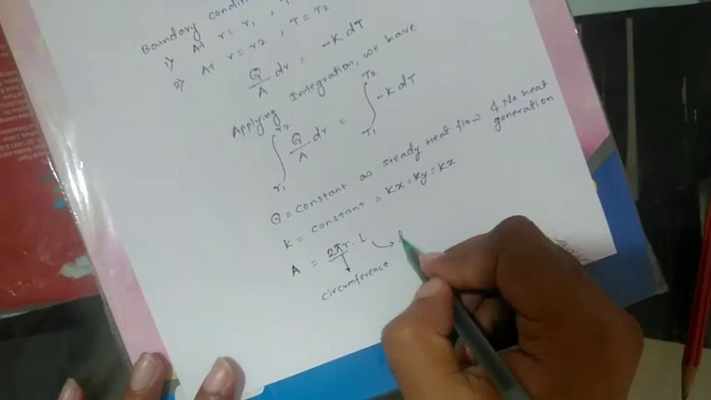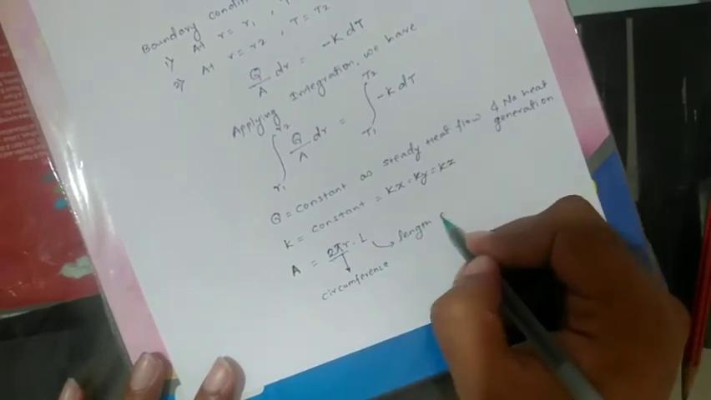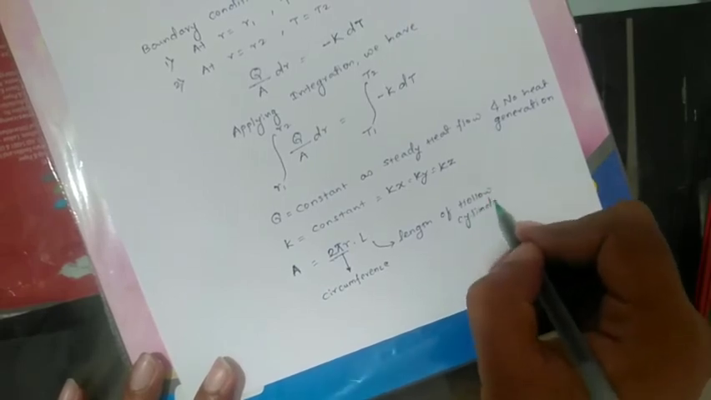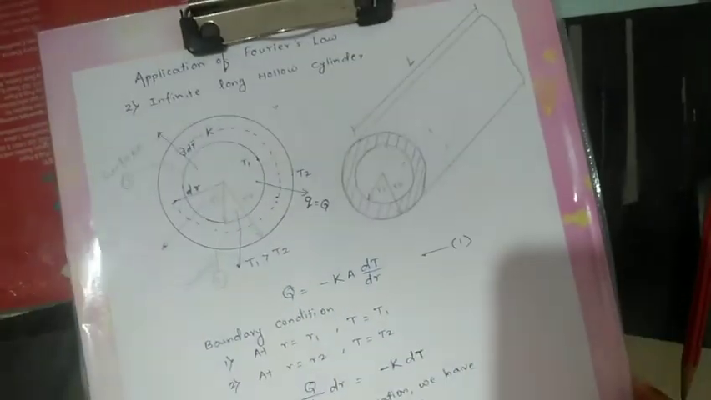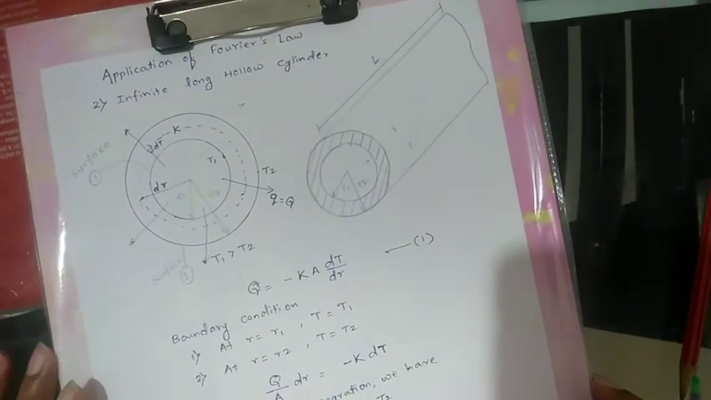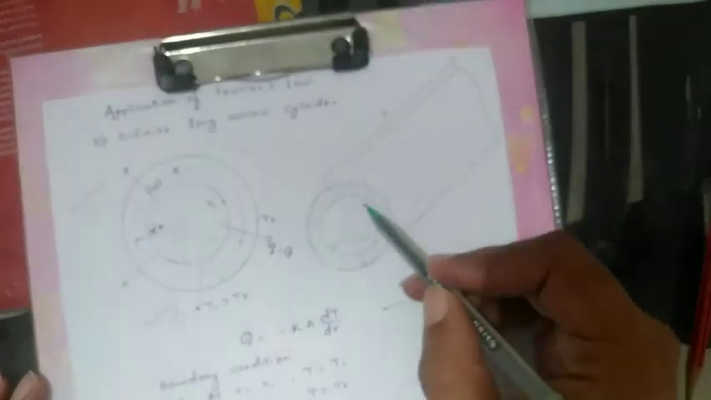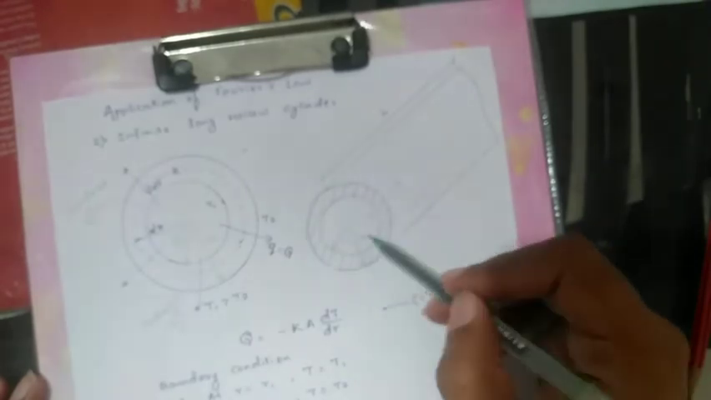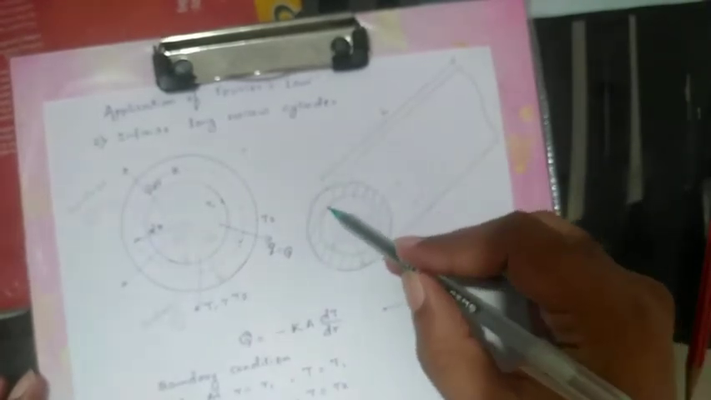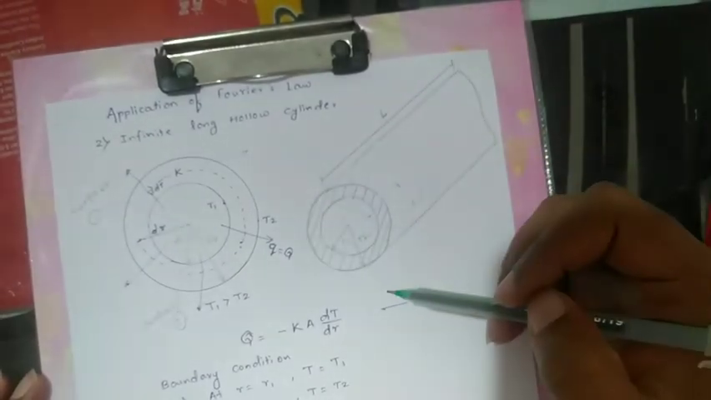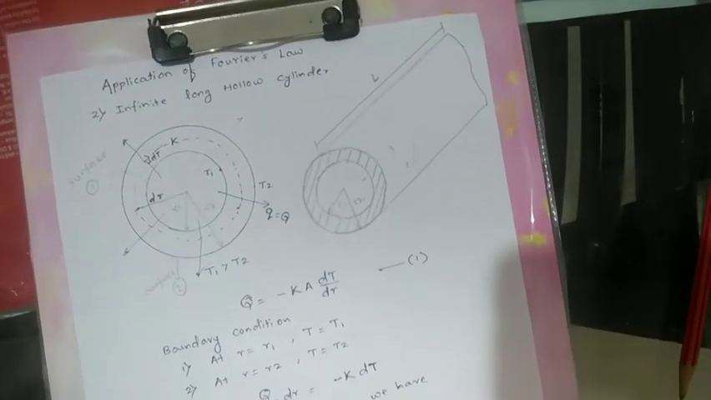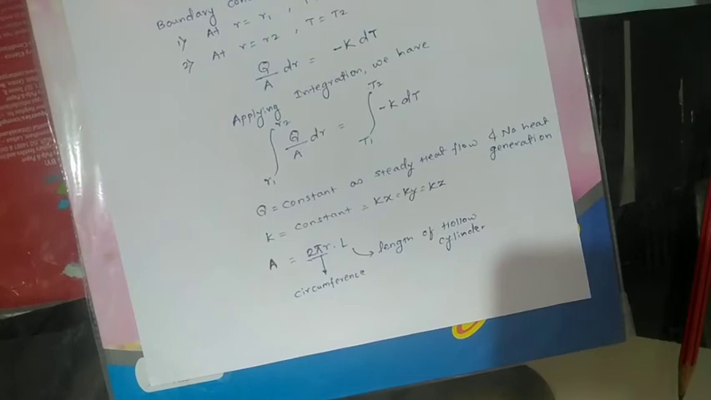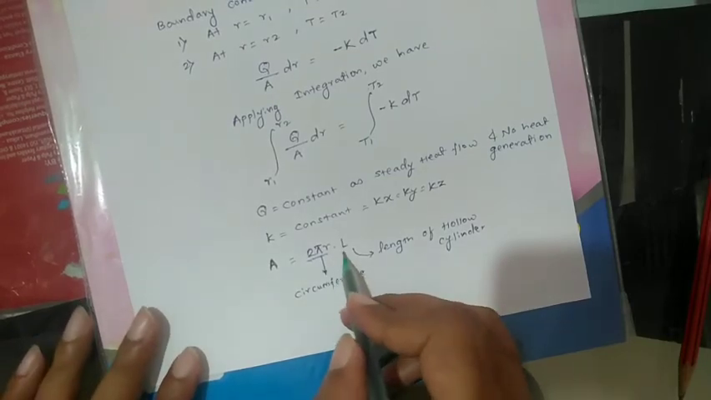And L be the length of the hollow cylinder. You can check that 2 pi r is the circumference, and across its length L. That's why the area we have considered here is the radially outward area, that is, the area perpendicular to the heat flow. It is 2 pi r into L.